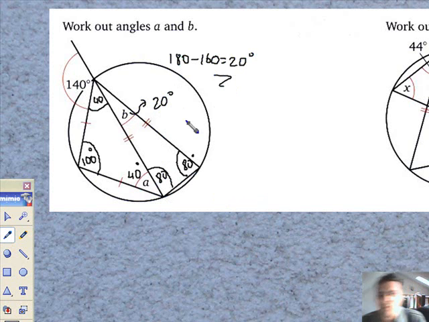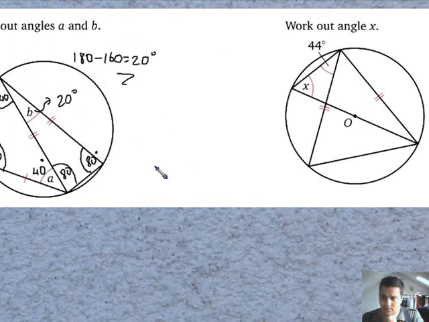A little bit tricky, but not very difficult. So angle A is 40 degrees, angle B is 20 degrees, and we've got ourselves probably an A star for that. Question 12, similar sort of heartache. I've got to work out angle X. Okay, I've got a great big isosceles triangle.